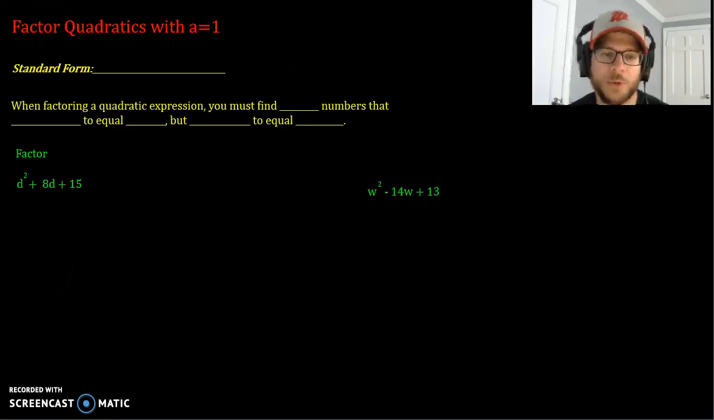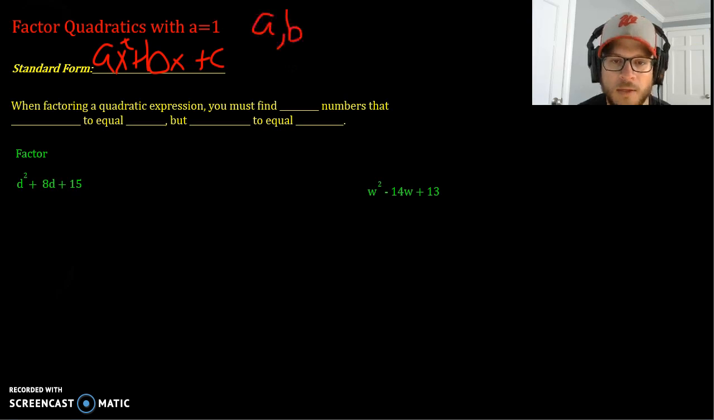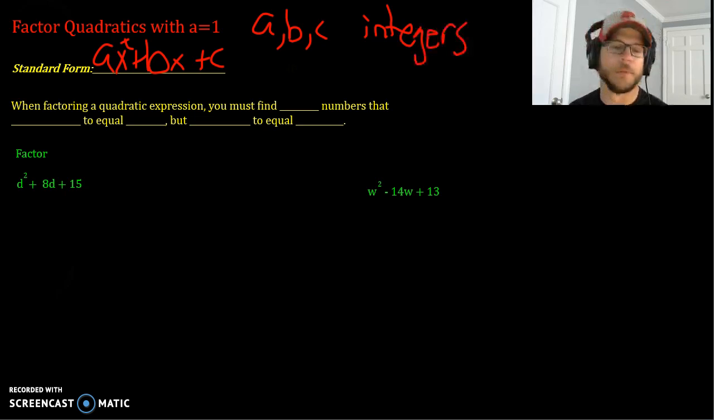All right, in this tutorial, we're going to go over how to factor quadratic expressions with a set equal to 1. So the first thing to understand is what the standard form of a quadratic expression is. And you have to write things in specific order. And your standard form is ax squared plus bx plus c, where your a, b, and c are integers. They could be positive, they could be negative, but they have to be whole numbers. And notice that they are written in decreasing order with your highest degree first.